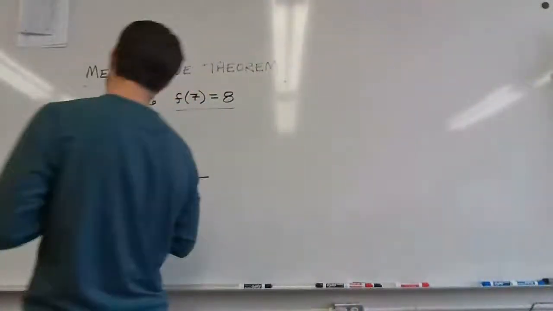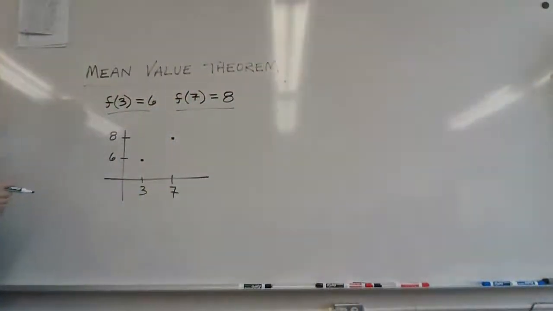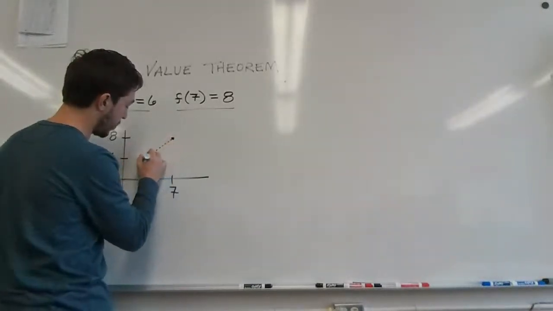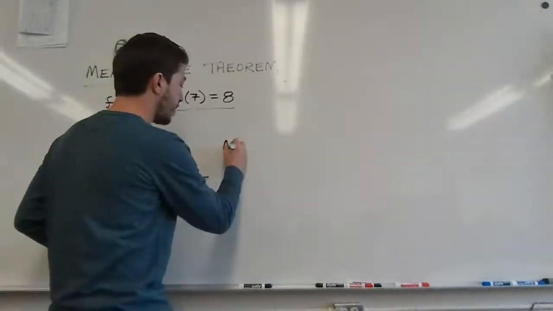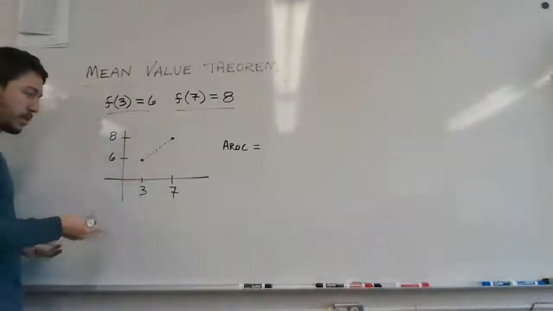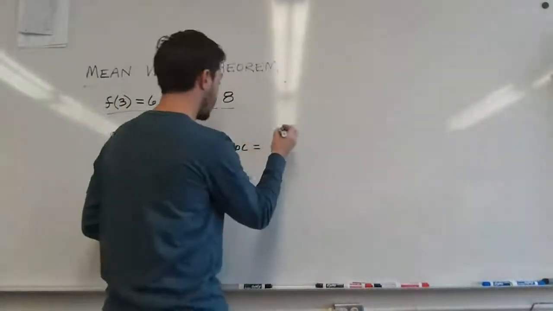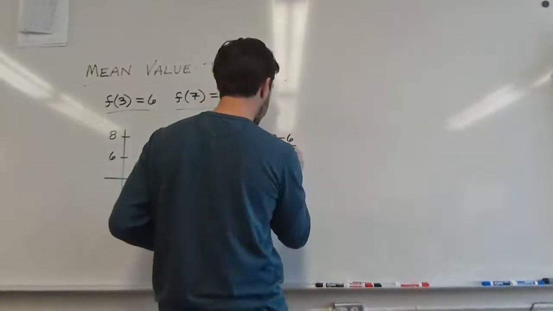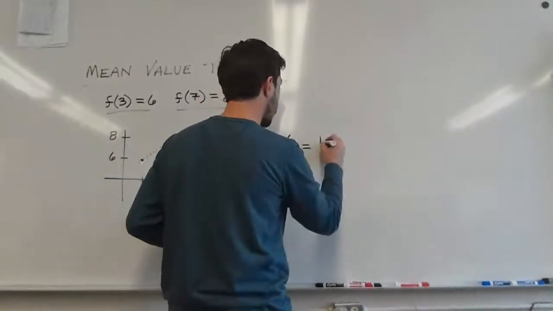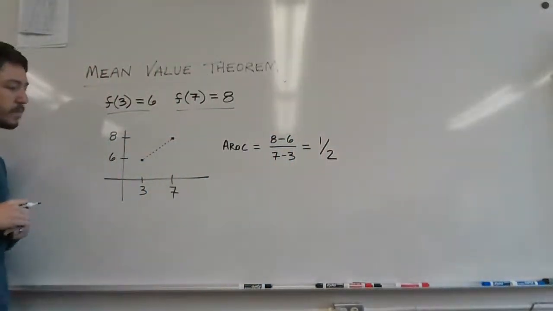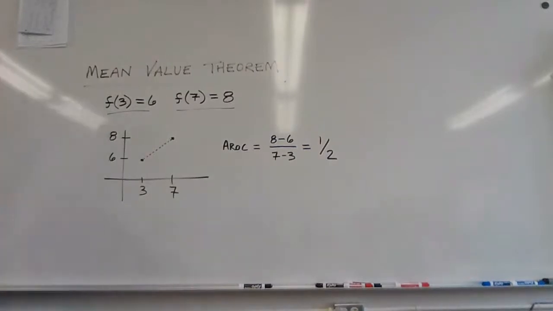So the first thing just says, what's the average rate of change of the function? The average rate of change is just rise over run, it's the slope. So you'd go 8 minus 6 divided by 7 minus 3, which of course is 1/2. Okay, nothing crazy there. And then it says, I already forgot what it said.